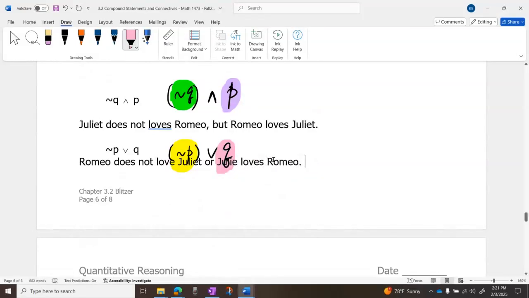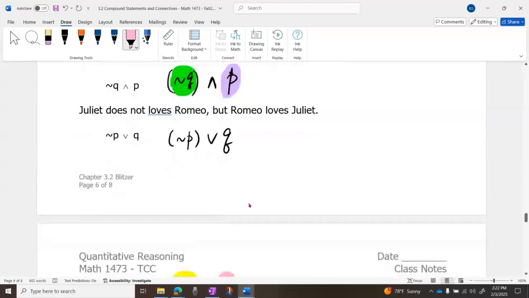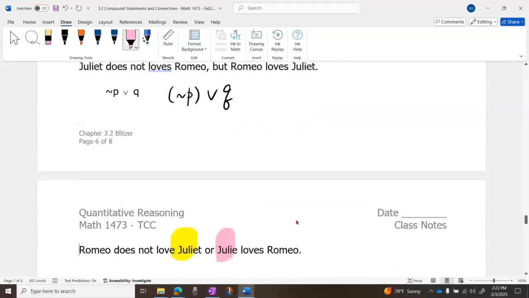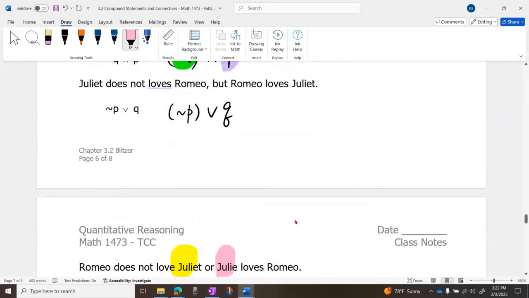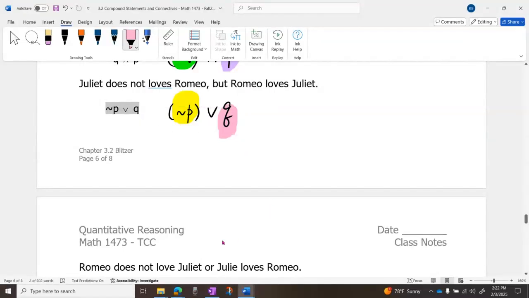As I said, do not worry about the meaning. Sometimes if you struggle, it just makes you feel crazy trying to figure out what it even means. Romeo does not love Juliet, or Juliet loves Romeo. What does that even mean? It's not the focus of this question. This question is to translate the statement from the symbolic form to an English sentence.